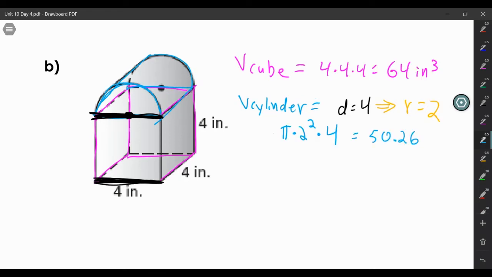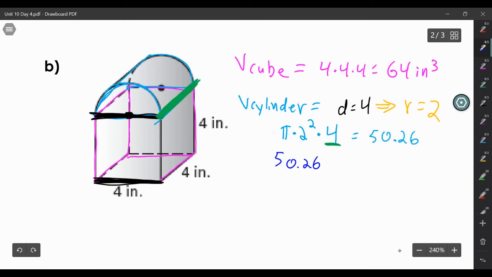Okay, these are the answers I got. Now the height of the cylinder may have been a little bit difficult to figure out that it was 4. Remember, the height is how tall the cylinder is, and this cylinder is kind of on its side here on top of the cube. So the height of this cylinder is 4. Well, this is only half of a cylinder, so what we need to do is take this 50.26 and divide by 2, and that gives us 25.13 cubic inches.